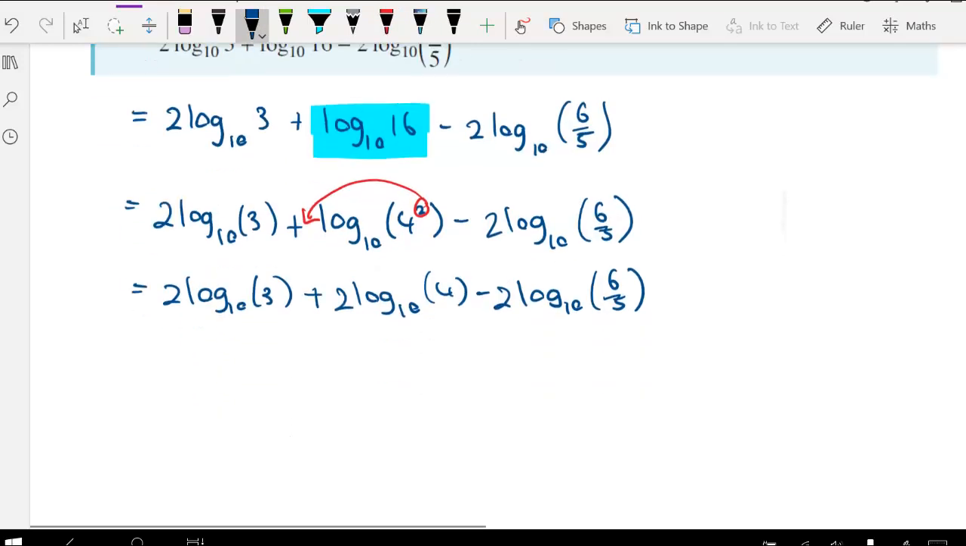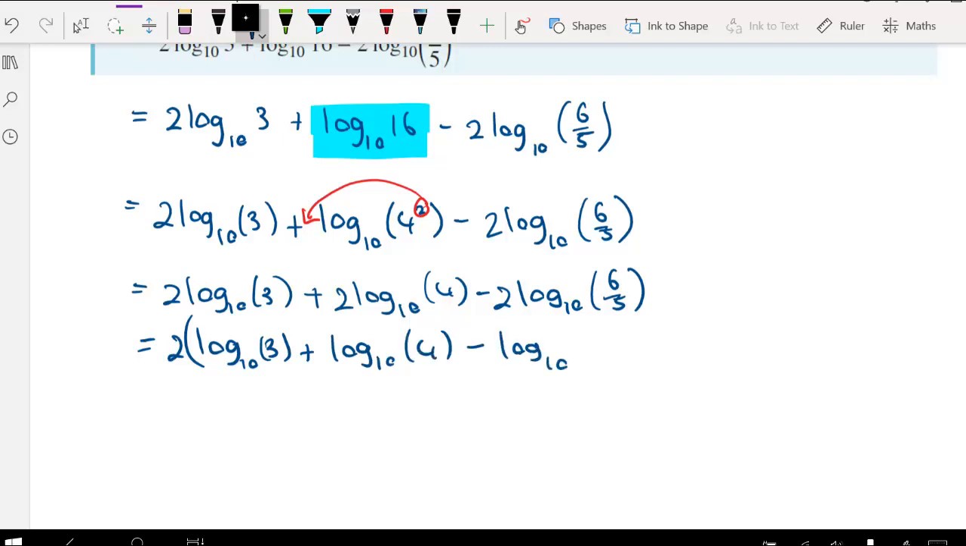So now we have a common factor of 2. And if we take that out, we've got log base 10 of 3, log base 10 of 4, and subtract log base 10 of 6 on 5. So now they all have a common coefficient. We can combine the logs. So we've got 2 log base 10, and we have 3 multiplied by 4, using that product rule because it's an addition, and divided by 6 on 5, using that quotient rule because it's a subtraction.